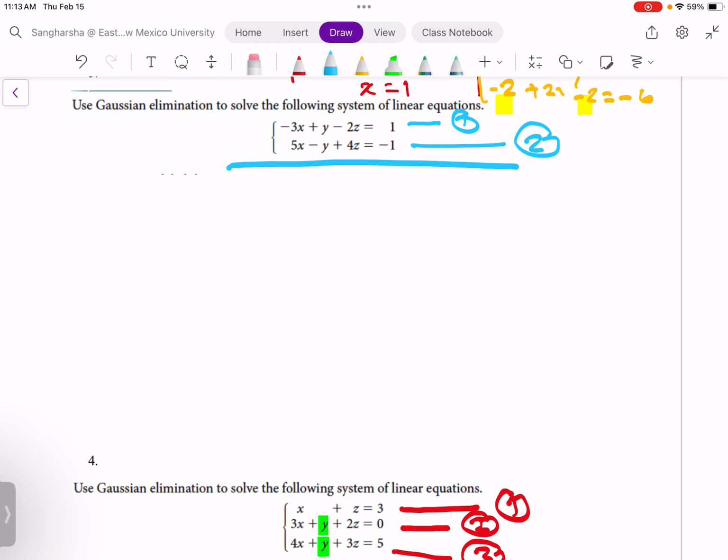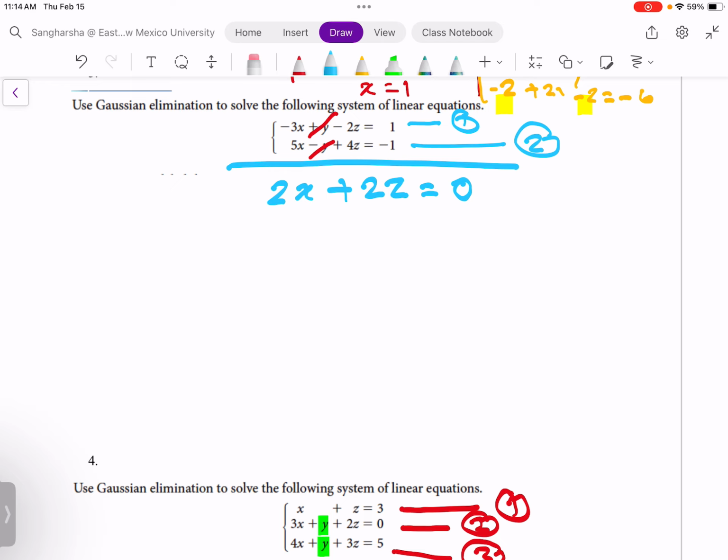If we add positive y and negative y, that is 0. So we have negative 3x plus 5x, that is 2x. Negative 2z plus 4z, that is positive 2z, equals 1 plus negative 1, that is 0. Now let's solve this equation for one variable. You can solve this equation for x or you can solve for z. It does not matter.